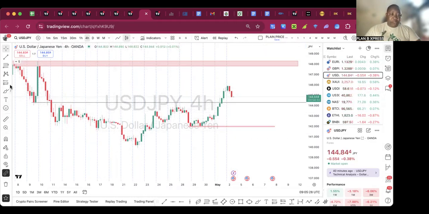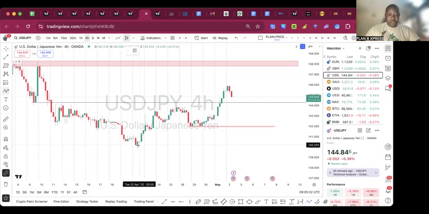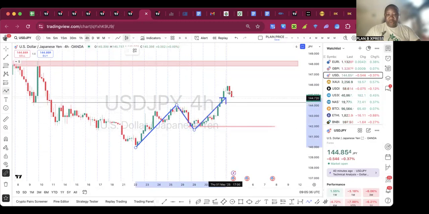So let's look at it. This is a low, this is a high. This is a low, and this is a high. So you expect a correction. As long as we are above this, we don't know how far we will come down.